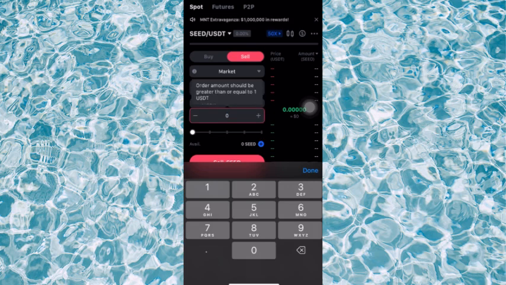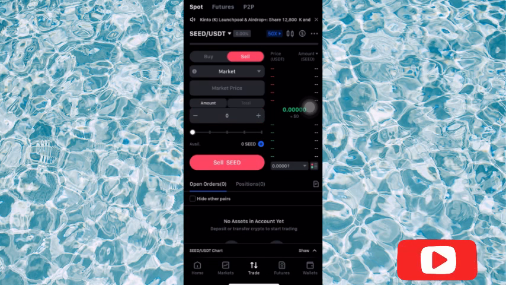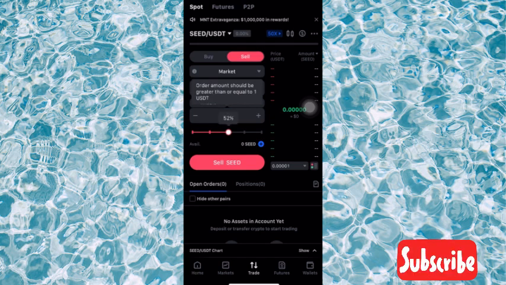And me, I don't have any seed on my MEXC, so I can't really put the seed which I want. At this side too, you can slide to set the percentage you want to sell. You can slide it to 100%, 50%, 20%, or any one if you wish to sell, or you can keep some of the seed. Whichever one you want to do is okay.